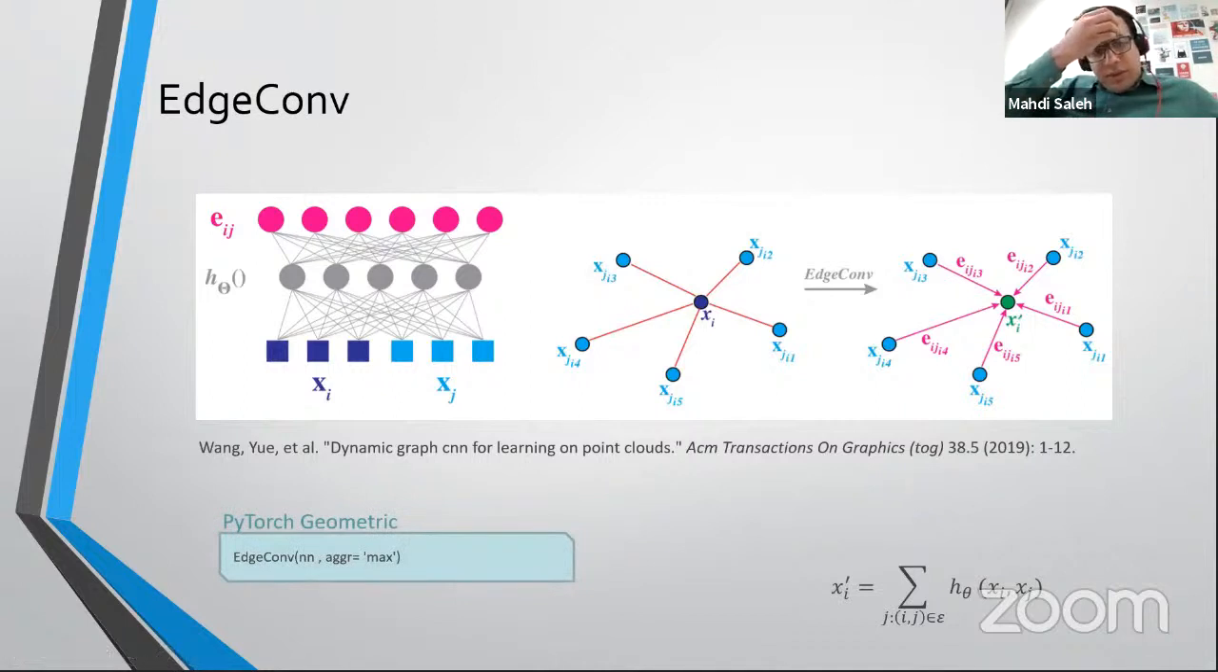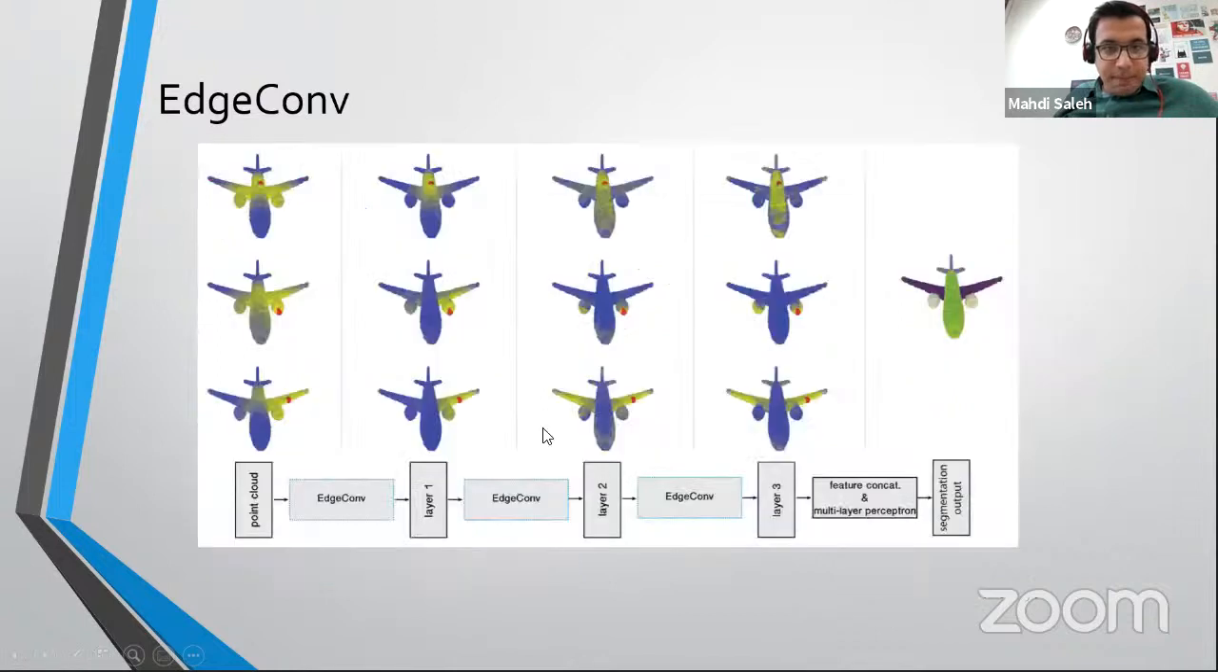Edge convolution is very famous, so you can also find implementations of it in PyTorch Geometric, which is a famous library for processing graphs with PyTorch. And as I mentioned, you can also choose the aggregation function you want. If you want to do max, or you want to do sum, you can change this easily.